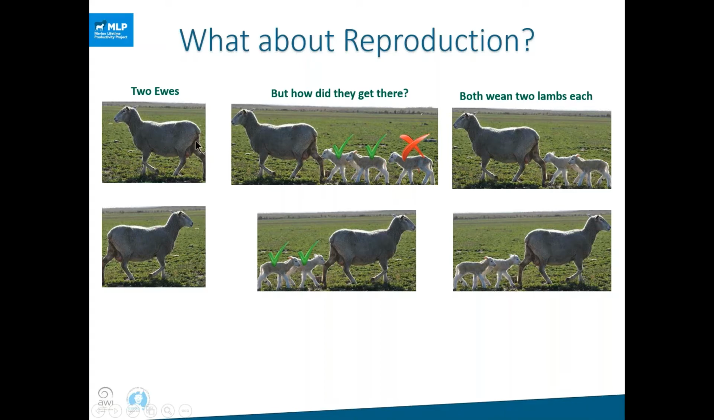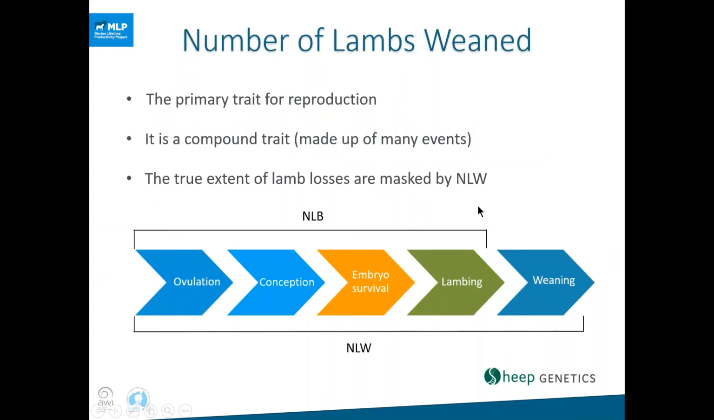What we don't know in this picture is how many lambs were conceived. Did they lose any before they lambed? But the end picture, if we just looked at number of lambs weaned, is they'd have exactly the same value. And that's not quite right. So what we need to think about is that number of lambs weaned can actually be broken up. It's a compound trait. It's made up of a number of different events, and we need to think about what those events are. Some of those that lead to our number of lambs born include ovulation rate, conception rates, embryo survival, and lambing. And then finally, all of that adds up to our weaning percent, or our number of lambs weaned.